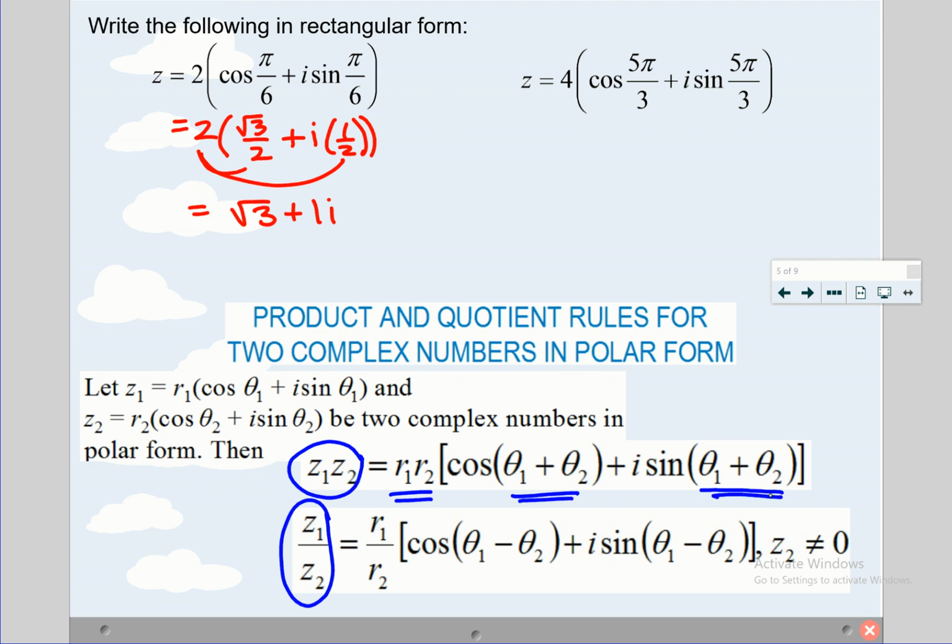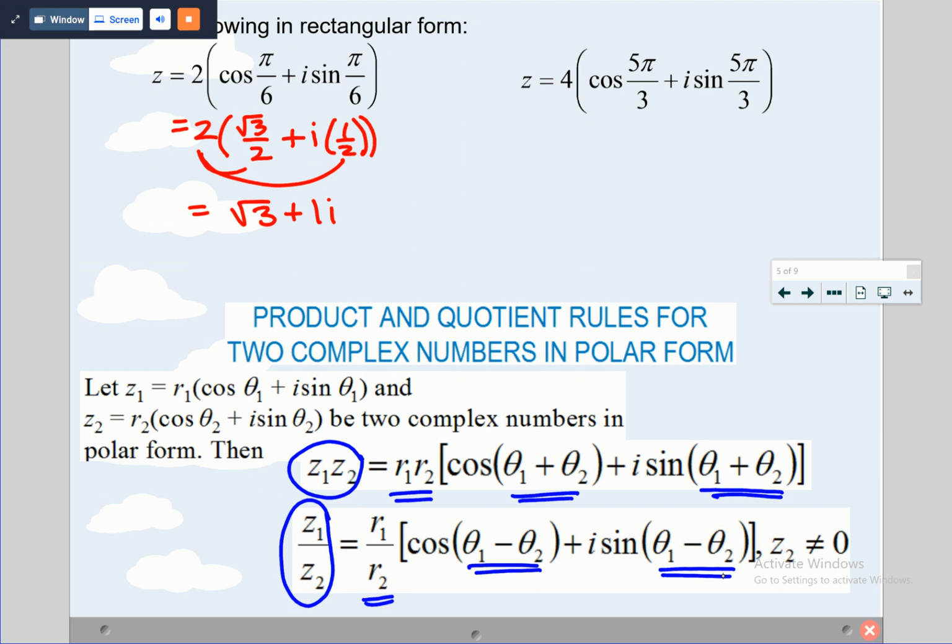Other than that, if you look at the format of what we have there, there's going to be a number out front of a parentheses, and then cosine of an angle plus i sine of an angle. So it's the same format we just saw for polar form, but to get the r and the theta, you have instructions: multiply the r's, and add the angles. If you want to divide 2 complex numbers in polar form, you divide the r's and you subtract the angles.